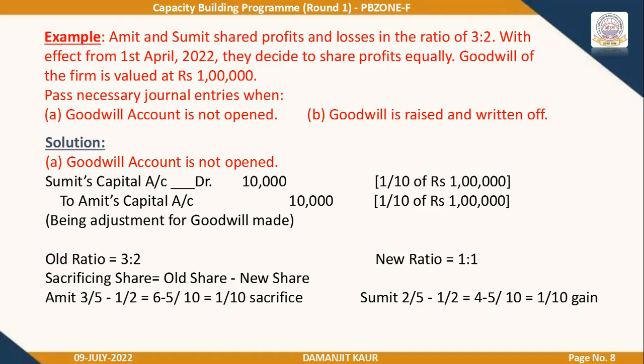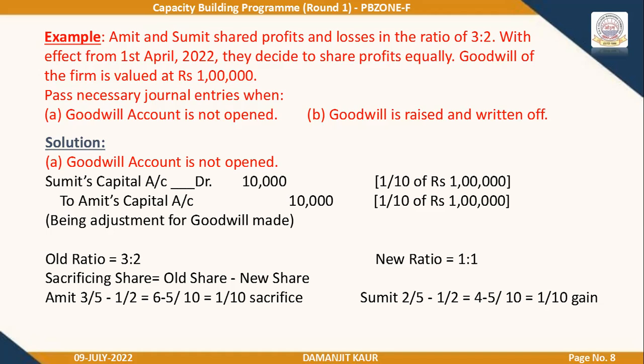So first method, that means adjustment entries to be passed. For adjustment entry, we need to find out the gain or sacrifice made by the partners. So old ratio is 3:2, new ratio is 1:1. And if we find the sacrificing share of Amit, that comes out to be 1/10 and Sumit is gaining by 1/10. So journal entry is gaining partner's capital account debited to sacrificing partner's capital account. That means Sumit's capital account debited to Amit's capital account. And the amount will be calculated by multiplying their share with the value of goodwill. That is 1/10 of 1 lakh, that comes out to be 10,000.